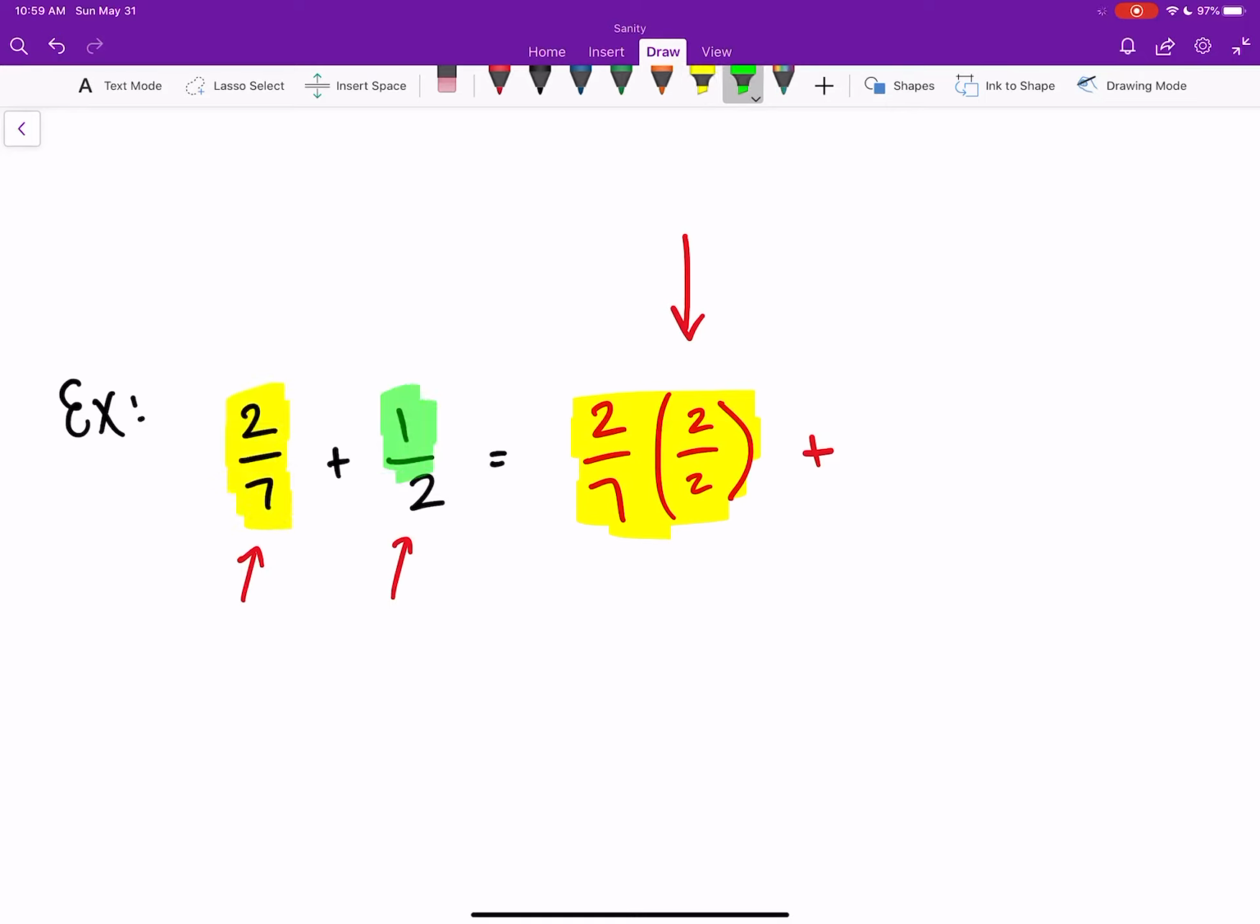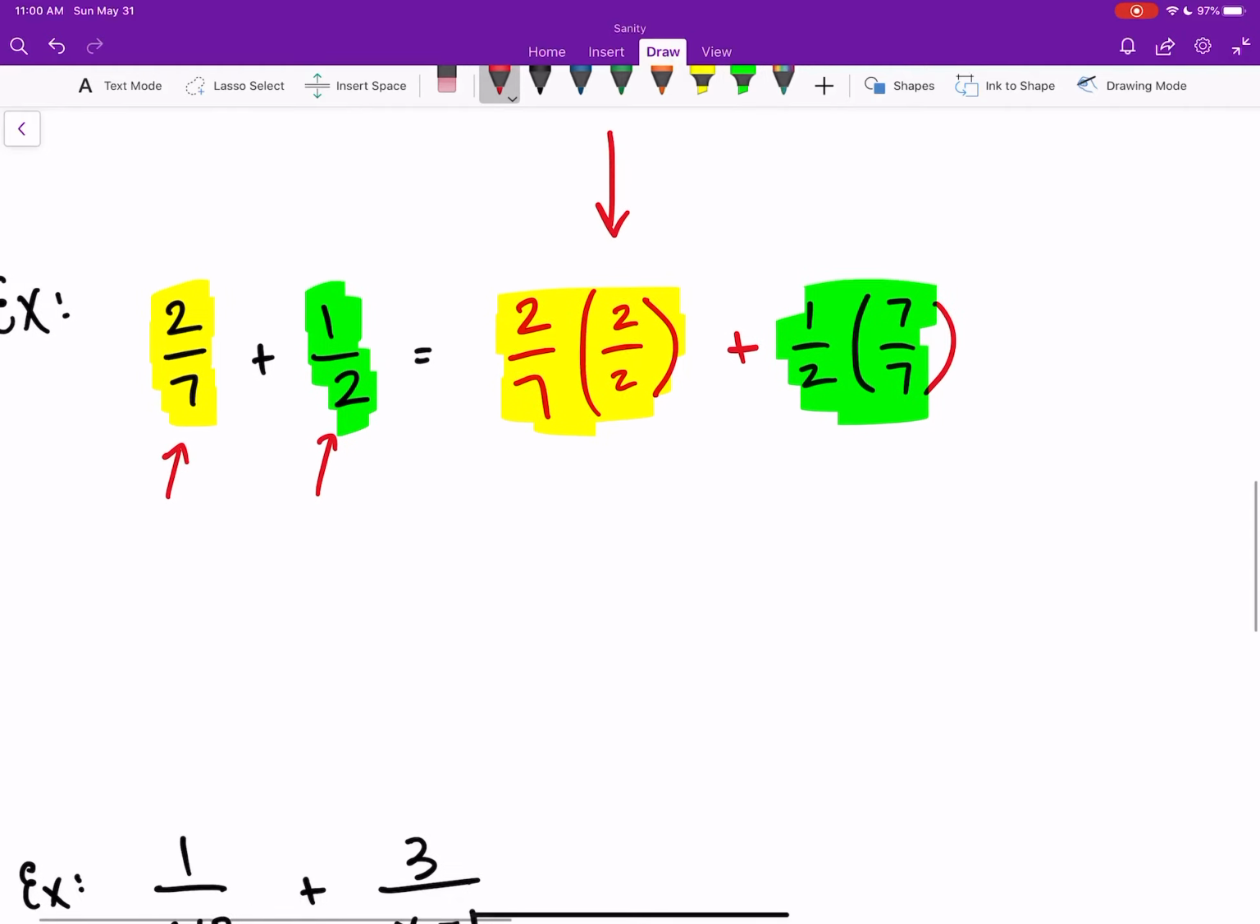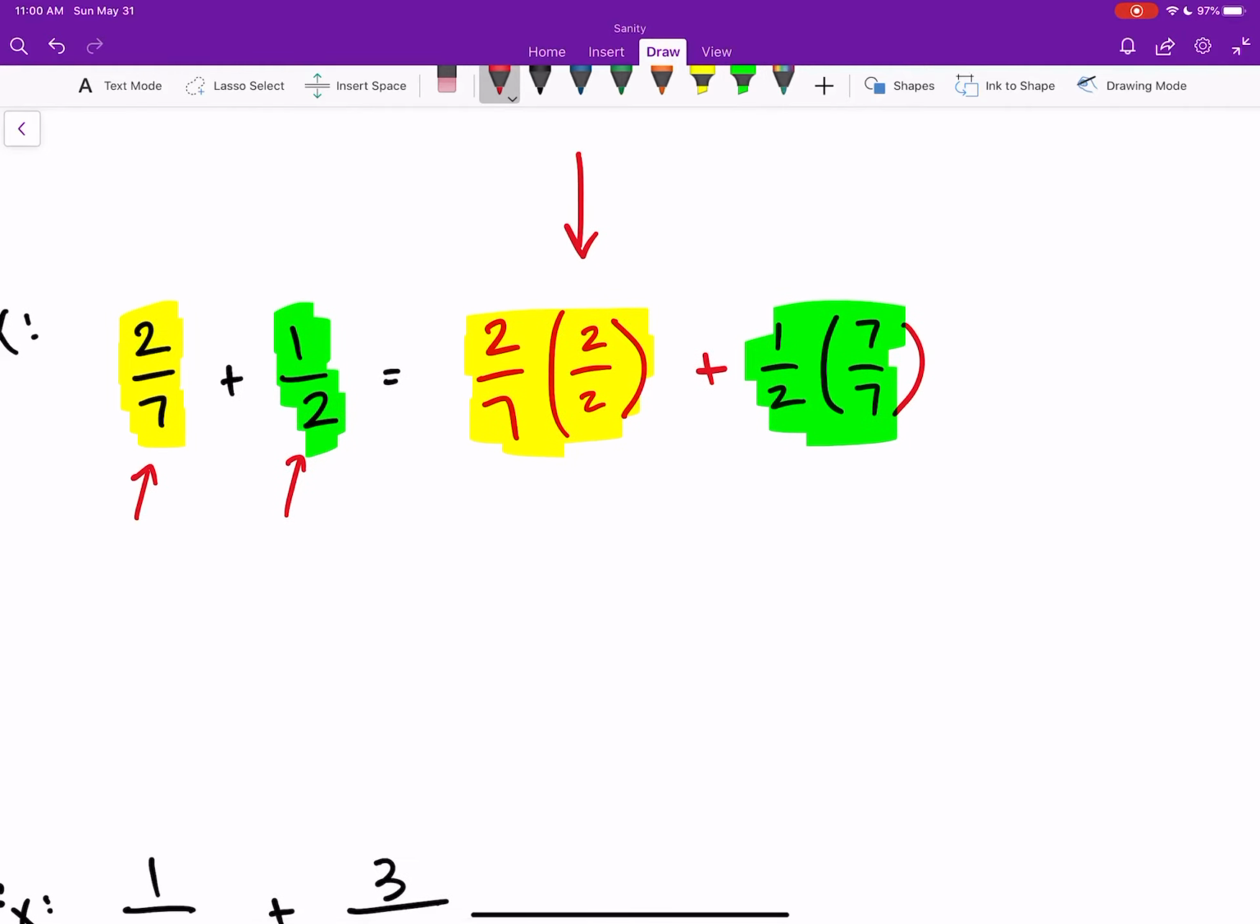What about this other part, 1/2? Well, just like we said, I'm going to multiply by 7 over 7. So this is going to be 1 over 2 multiplied by 7 over 7. Again, 7 over 7 is just 1, so it's not really doing anything if I multiply by 1, so I'm okay to do that. All right, and then we can just start multiplying these through.